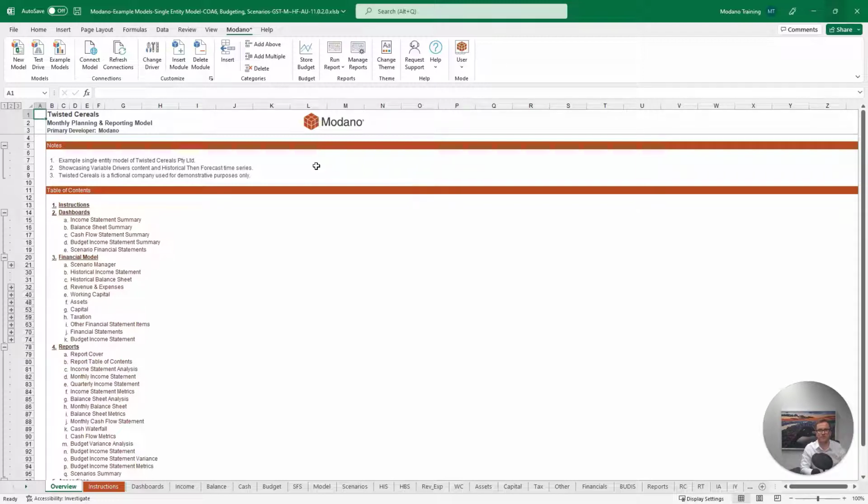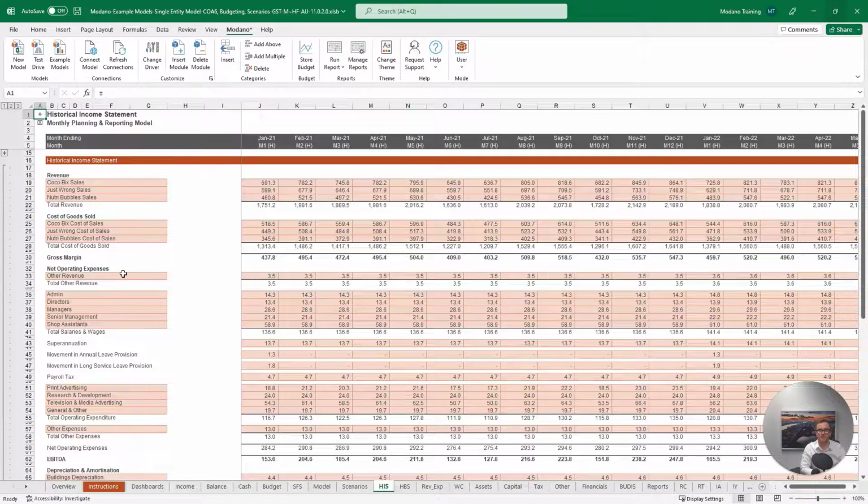Now, when we first bring in your historical payroll tax information into your financial model from your accounting package, we bring in your historical payroll tax expense into your historical income statement, located above your operating expenditure information and below your movement in long service leave provision. You can see we have our line of payroll tax with the historical tax expense on the right-hand side of the sheet here.